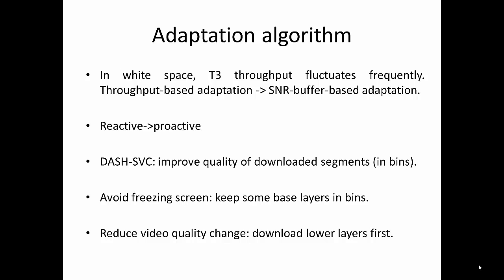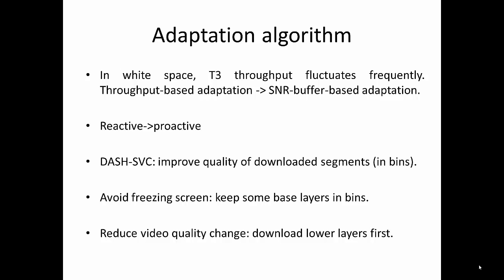For the adaptation part, because in Whitespace, Tier 3 throughput fluctuates frequently due to Tier 2 users' dynamic, the throughput-based adaptation in conventional DASH will not react fast enough to the throughput variation. And because the variation of physical layer SNR of Tier 3 is the direct consequence of Tier 2 dynamic, we will use this to infer throughput. Also in conventional DASH, the video rate adaptation is reactive, meaning adaptation after throughput change. In Whitespace model, we have some information of Tier 1 and Tier 2 dynamics, either from the database or from their pre-announcement. We can use this to predict throughput in the future and do proactive adaptation.